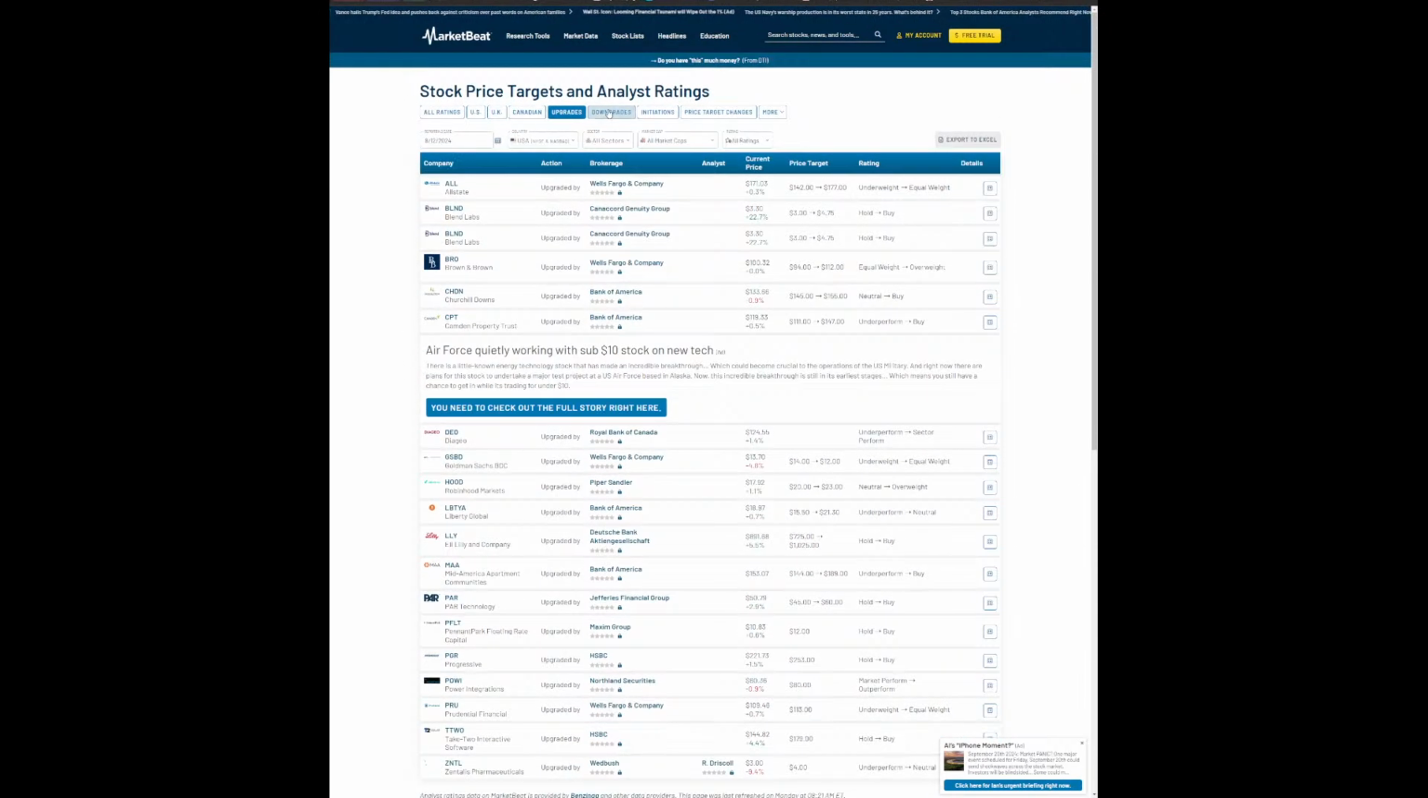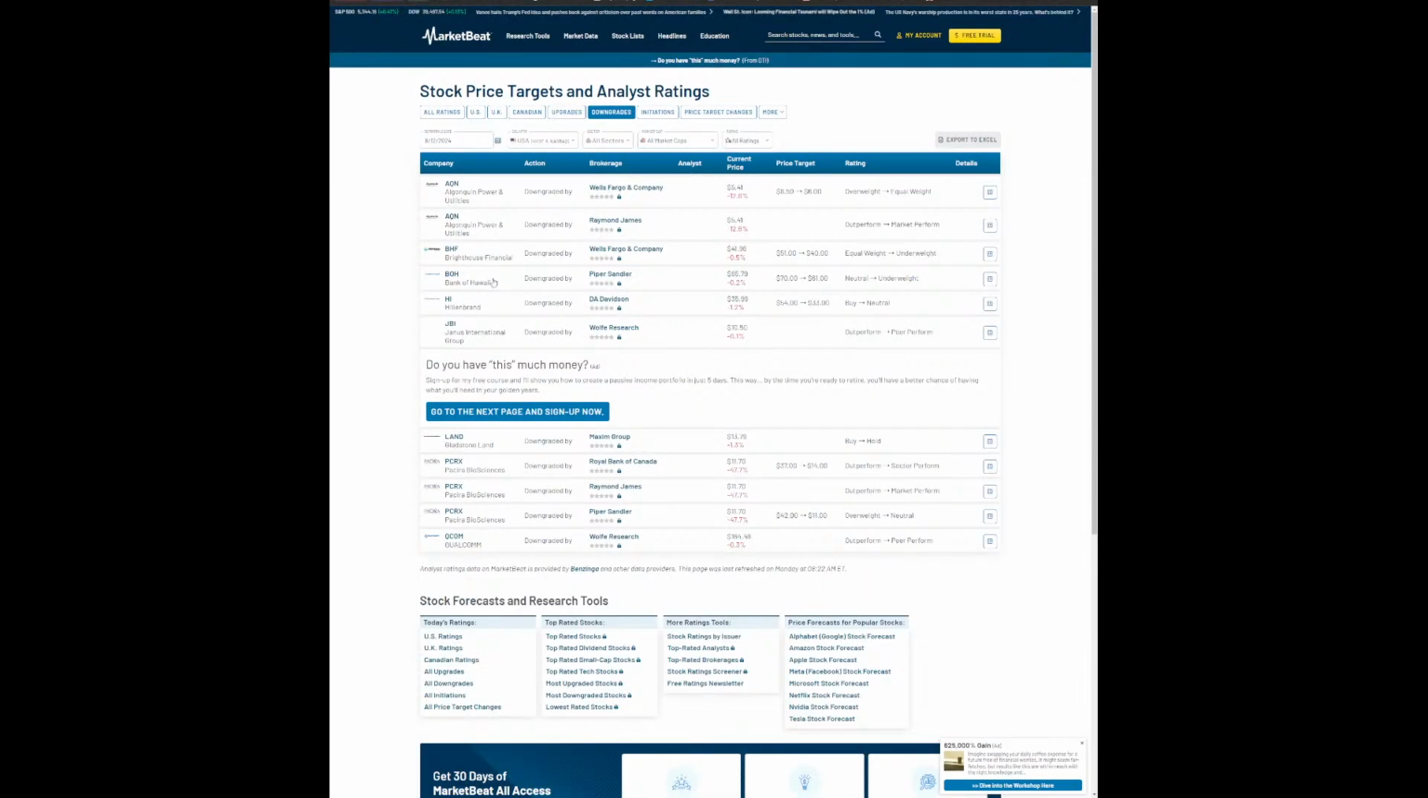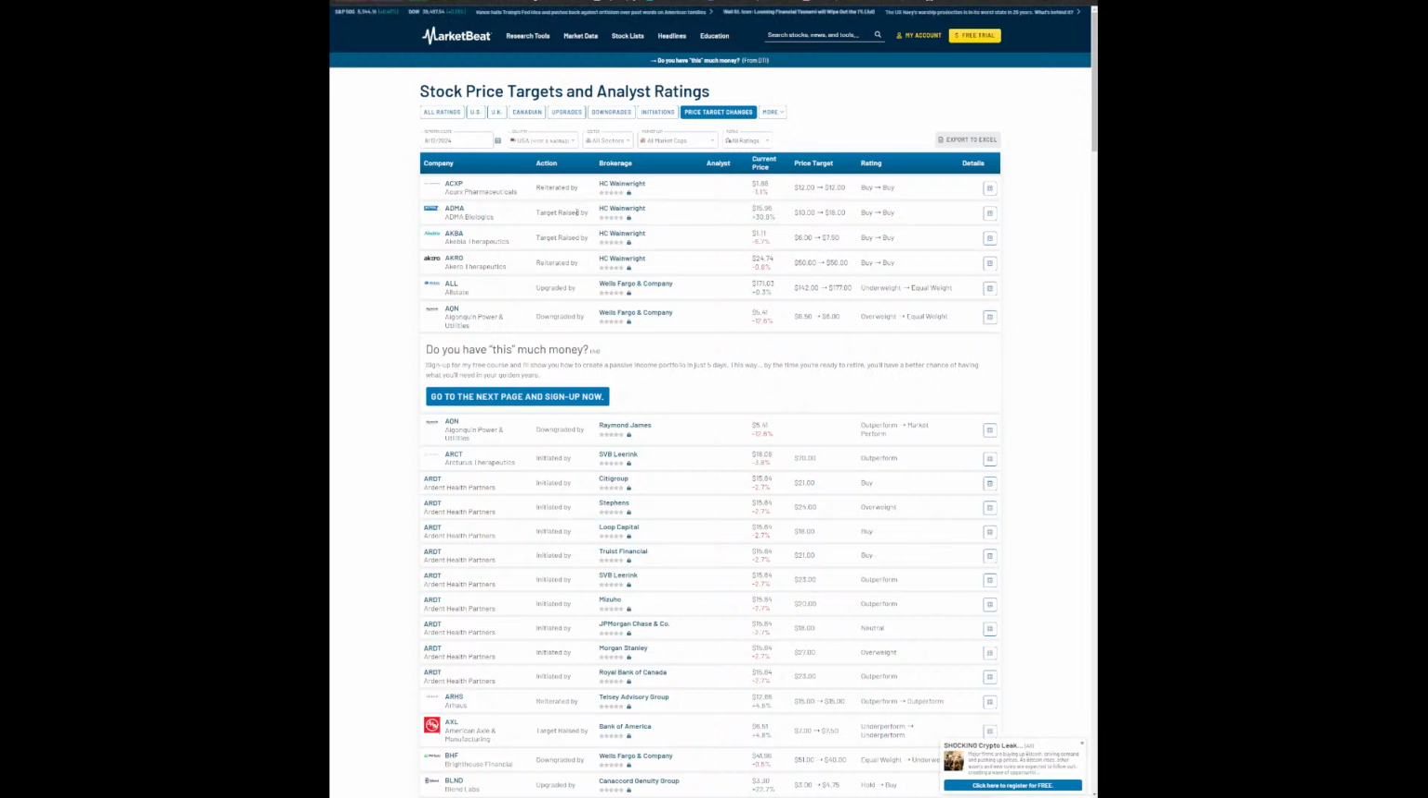Okay. Now let's go to the downgrades. Downgrades. Let's see. There's the Qualcomm downgrade. From outperform to peer perform. That's the downgrade there. Okay. We can go to price targets. Let's check out those together.